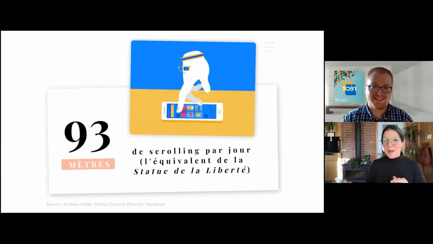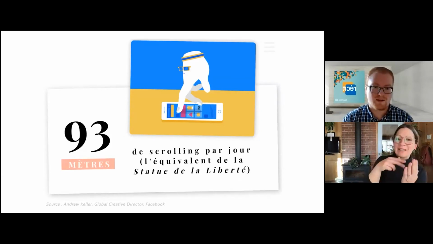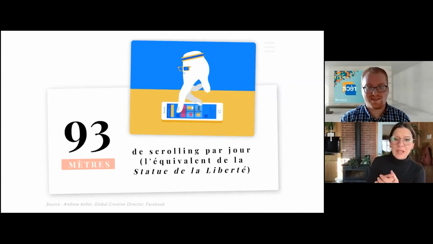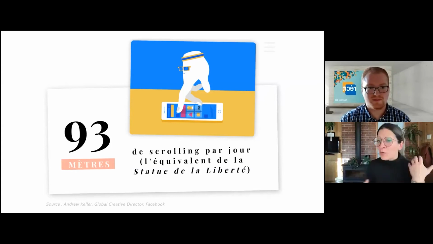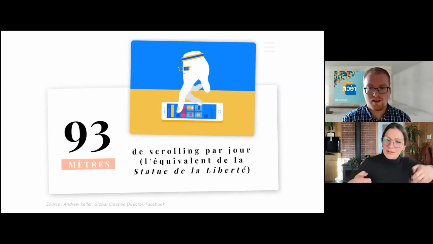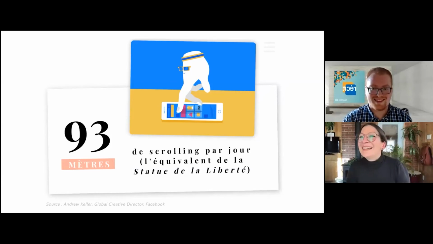This next statistic is quite particular because we've measured the distance that our fingers make when we scroll on our screens. That gives us 93 meters covered by our fingers every day. That is the Statue of Liberty that we are covering with our fingers every day. 93 meters.